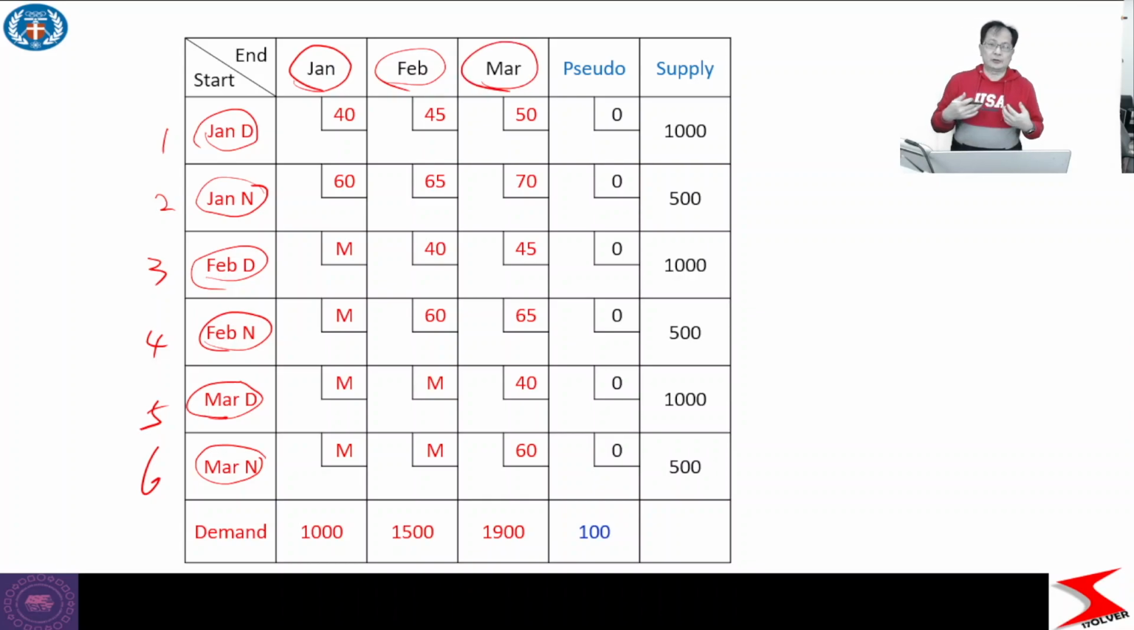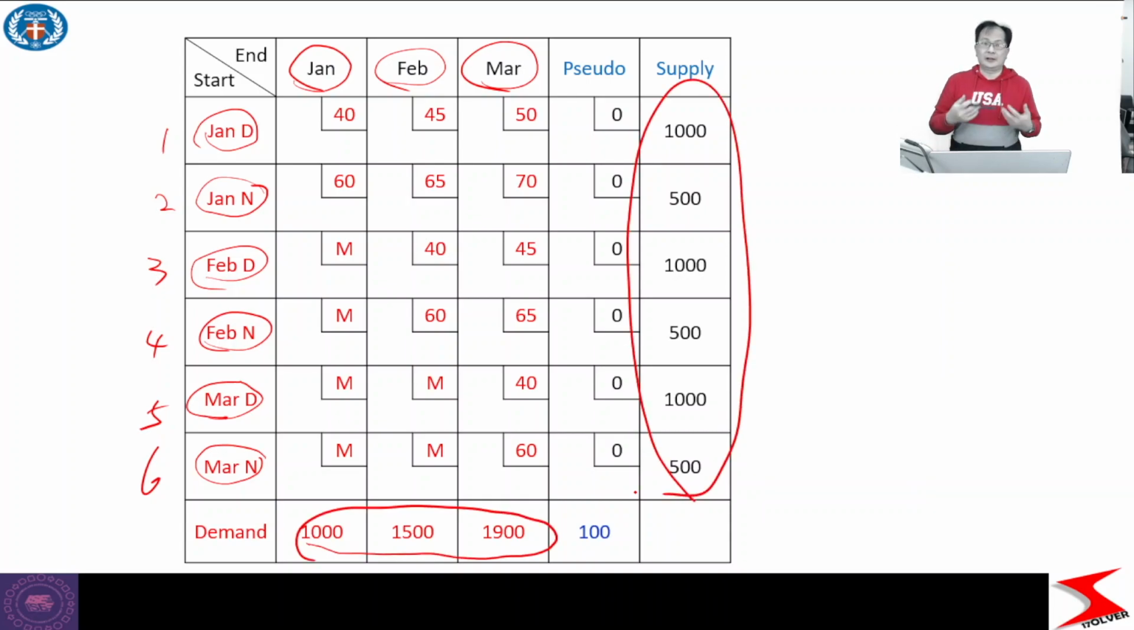And if you consider the supply, you will see that supply and demand are not the same, and the difference is 100. So we add a pseudo destination with cost 0 here.